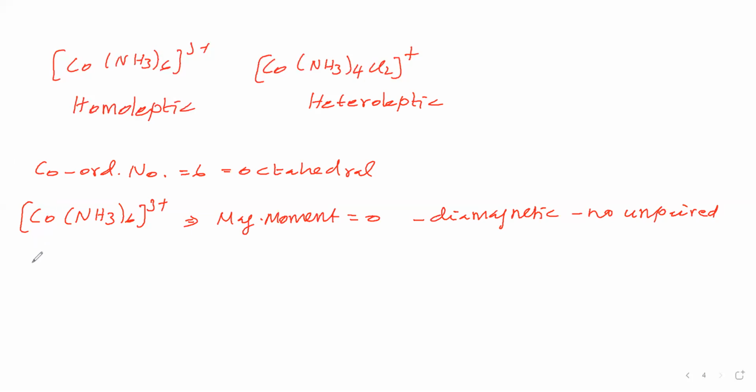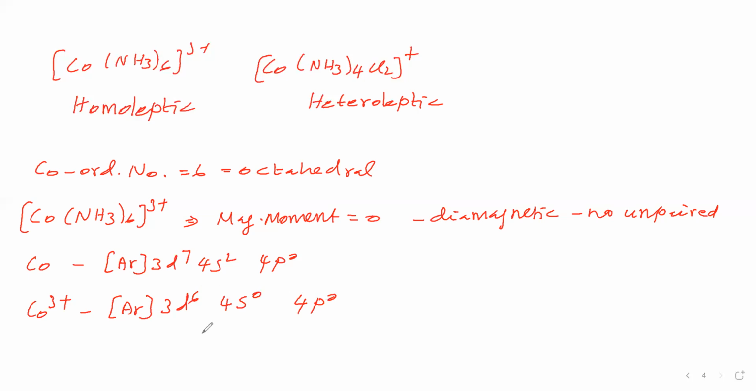Here the central metal is cobalt. Atomic number is 27. So electronic configuration is argon 3d7 4s2 4p0. The central metal cobalt has oxidation number plus 3, because NH3 is neutral, charge is 0. So cobalt oxidation number is plus 3. So electronic configuration is argon 3d6 4s0 4p0. 3d has 6 electrons. Let us fill those 6 electrons in 5 orbitals. Now 6 electrons will fill like this.